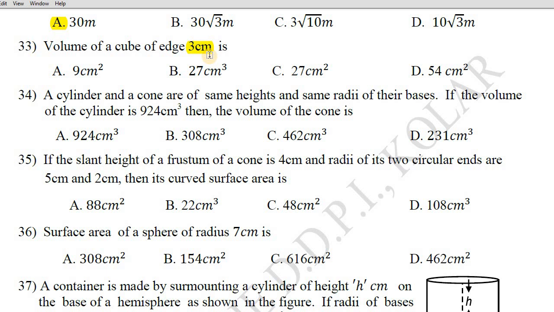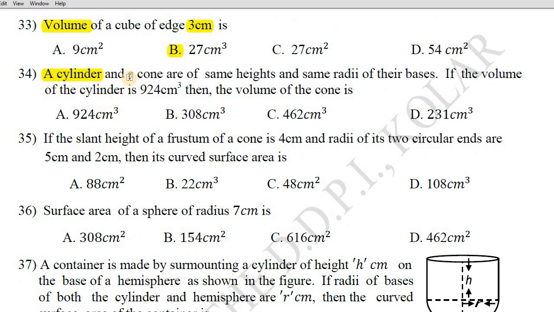Moreover, a very important thing is the unit. You are finding volume, children, so the volume unit will be cubic units. Here the measurement is in centimeter, hence centimeter cube. Option B is correct, children. In option C there is 27, but its unit is centimeter square, so obviously 27 centimeter square is wrong. The correct one is 27 centimeter cube. Next, let us see another question, children.